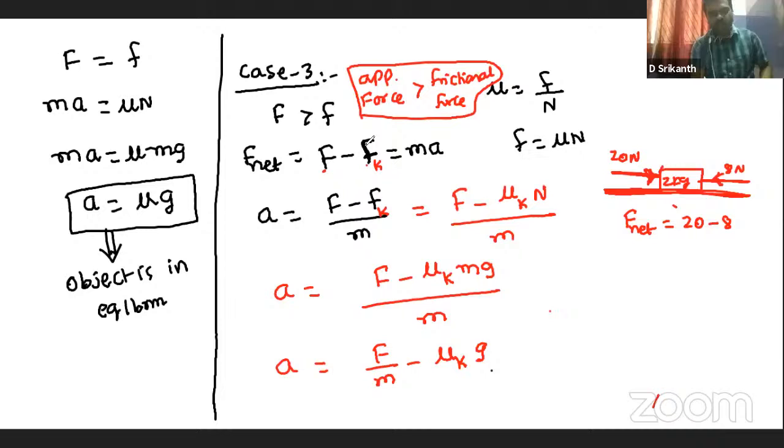Now here I'm having the frictional force whenever the object is in motion. So acceleration I can write as applied force minus kinetic friction by m. Force minus kinetic friction, right?